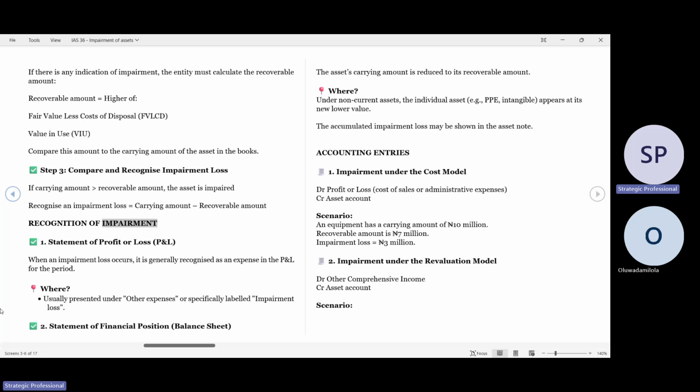Then, what is the accounting entry? The accounting entry means just how you are going to post it to your books. You debit P&L, which is your cost of sales or administrative expenses. Then you credit the asset account. So let me try and explain this scenario with an example. A company has a carrying amount of 10 million, a recoverable amount of 7 million, and an impairment loss of 3 million. So let's try and do the accounting entry.